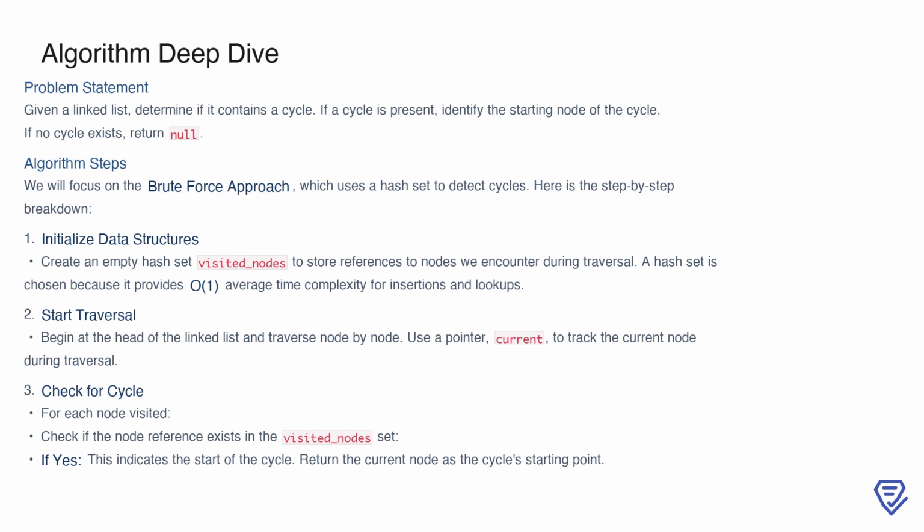This data structure will keep track of all the nodes we encounter during our traversal, allowing us to detect duplicates in constant time. Next, we use a pointer, current, to traverse the linked list node by node, starting from the head. For every node visited, we check if the node's reference already exists in the hash set. If it does, it means we've revisited the node, confirming the presence of a cycle. At this point, we return the current node as the starting point of the cycle.